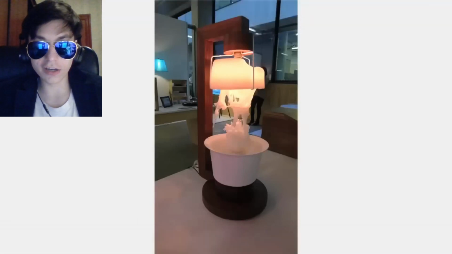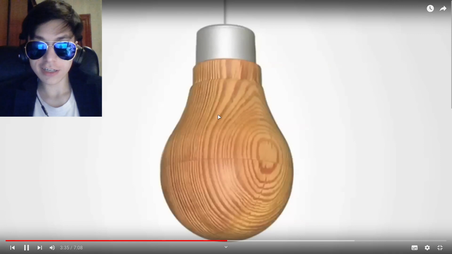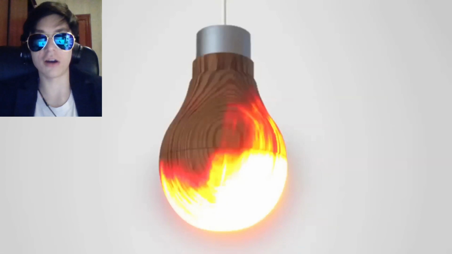But my favorite is the Fukasada wooden light bulb. It looks like a solid block of wood, but it's actually hollow and chipped to a near paper-thin width. When you turn it on, you can see the light coming from inside.